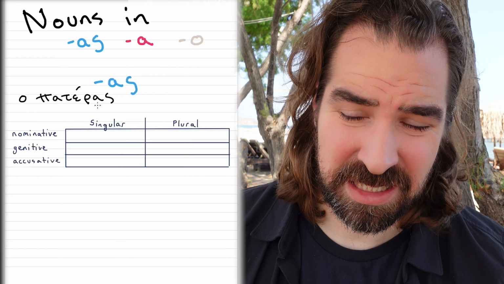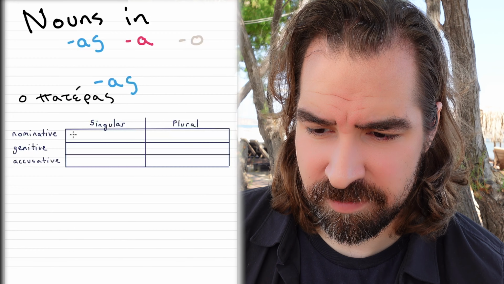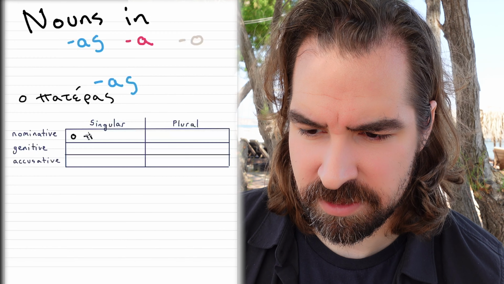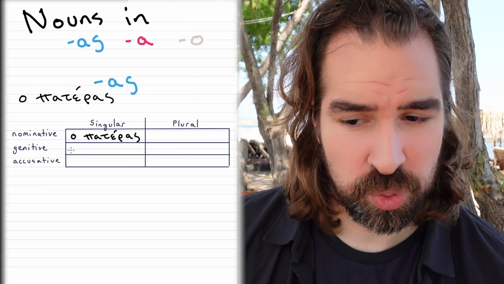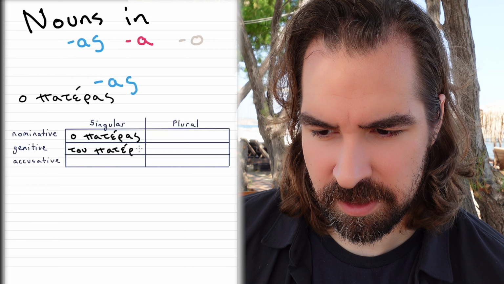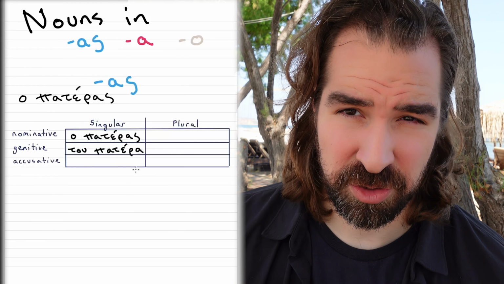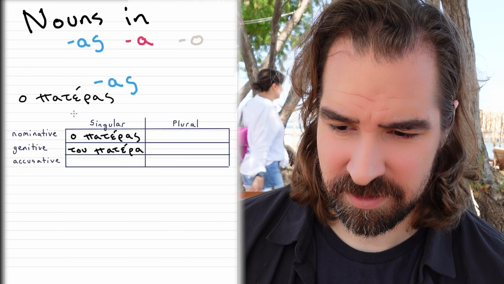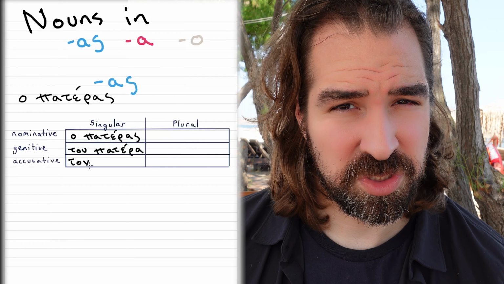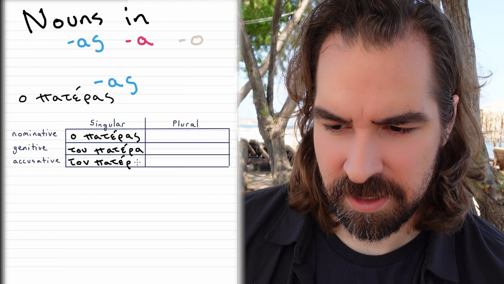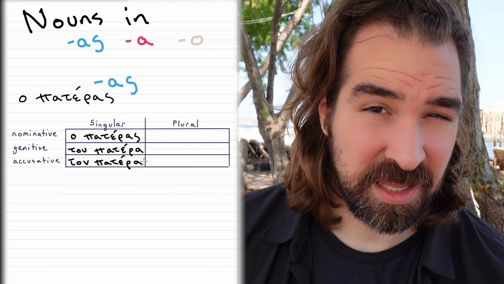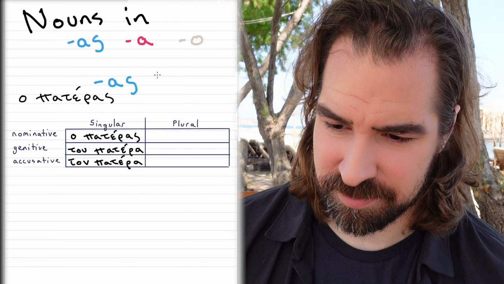Let's see how it declines. In the nominative, we have ο πατέρας. In the genitive singular, we have του πατέρα. No sigma at the end, the sigma left. In the accusative, we have τον πατέρα. Again, the sigma was dropped.